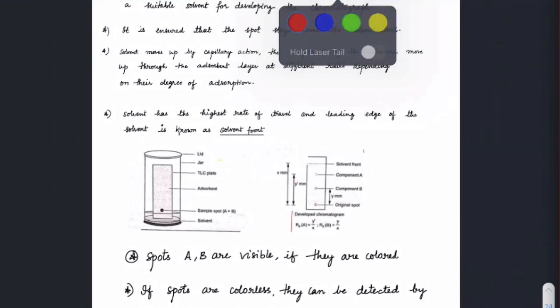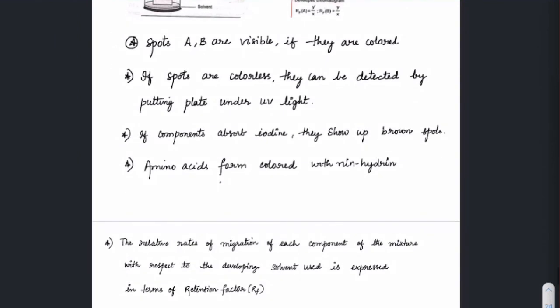So I have put all the details in here, all the theory part I have written it here, so you don't have to write anything, just make sure you go through each and every point here.